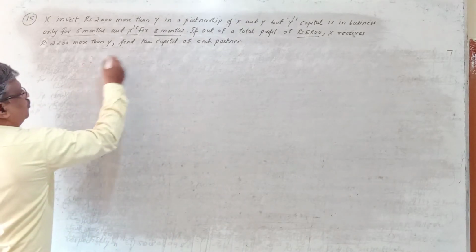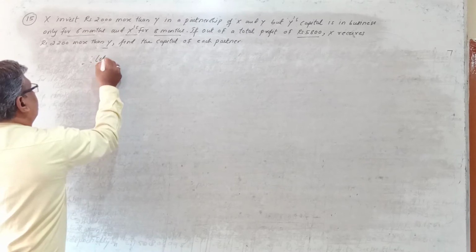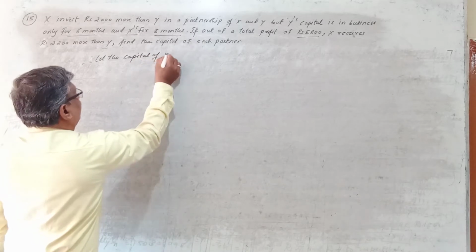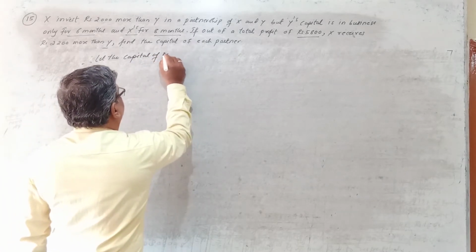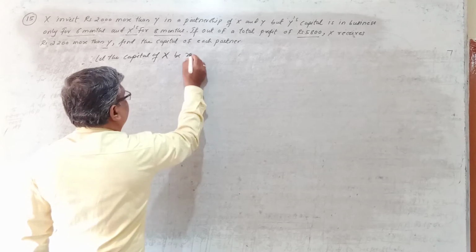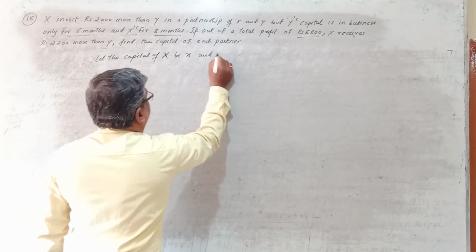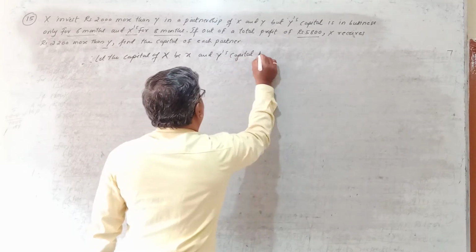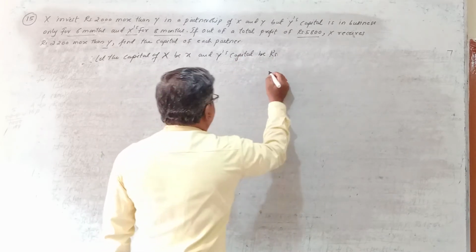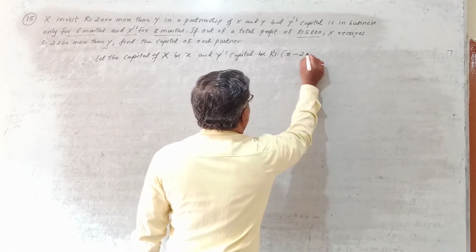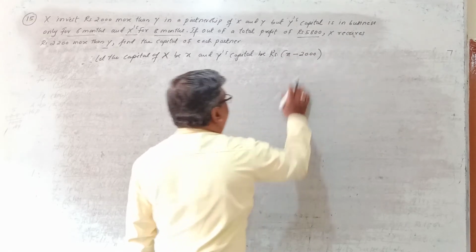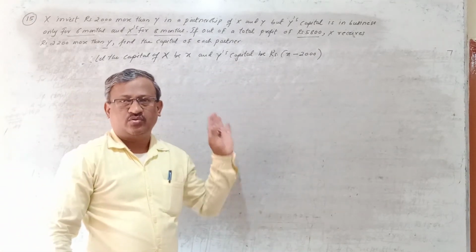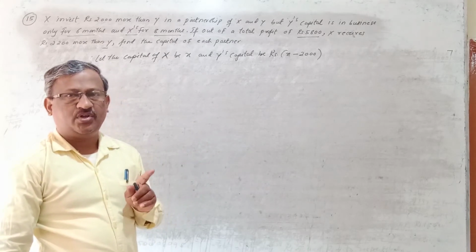So let's start with the solution. First you assume the capitals. Let the capital of X be rupees x, small x, you assume, and Y's capital be rupees x minus 2000. From X's capital you minus 2000, we get Y's capital. So capitals are known here. Time is also given in the problem. Only here we have to find out the share of whom, X and Y.